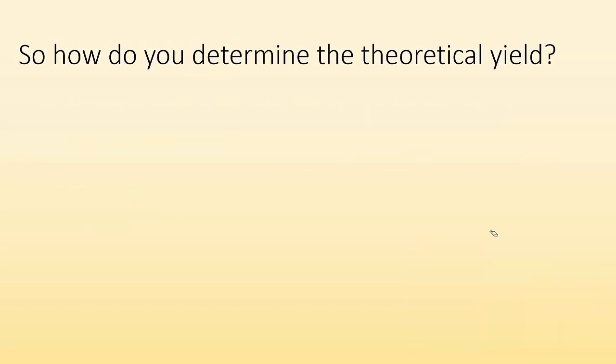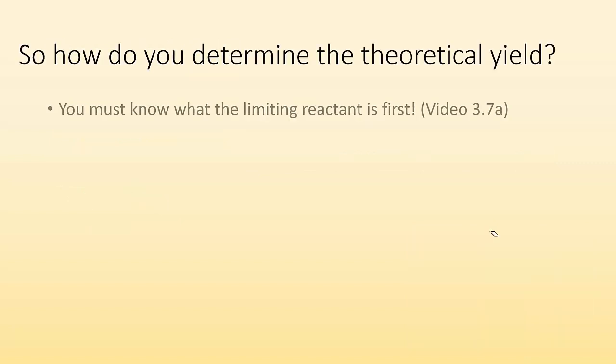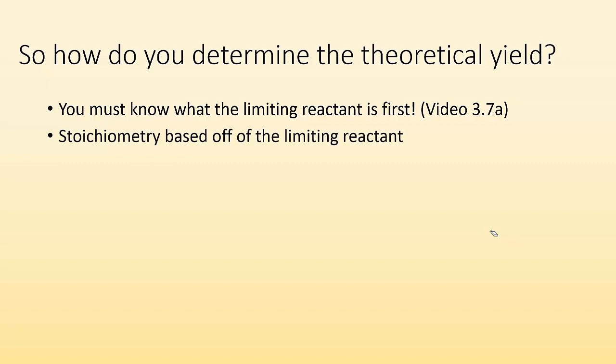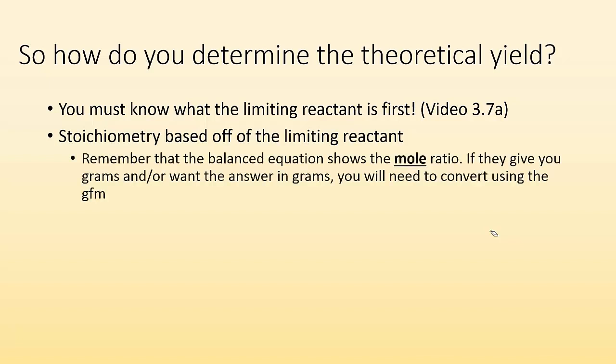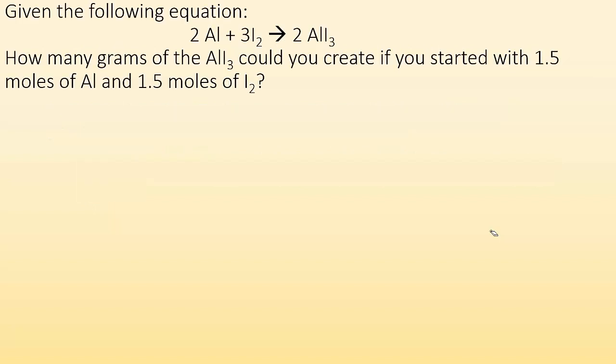So how do you determine what the theoretical yield is? Well, you must know the limiting reactant first, and if you don't know how to do that, you can watch the previous video. Then you got to do the stoichiometry based off of the limiting reactant. Once you have the limiting reactant, that's the only thing that you're focusing on. You ignore everything else, all right? So you remember that the balanced equation shows the mole ratio. So if they give you grams and/or want the answer in grams, you'll need to convert using the GFM. Remember that. So here's an example problem.